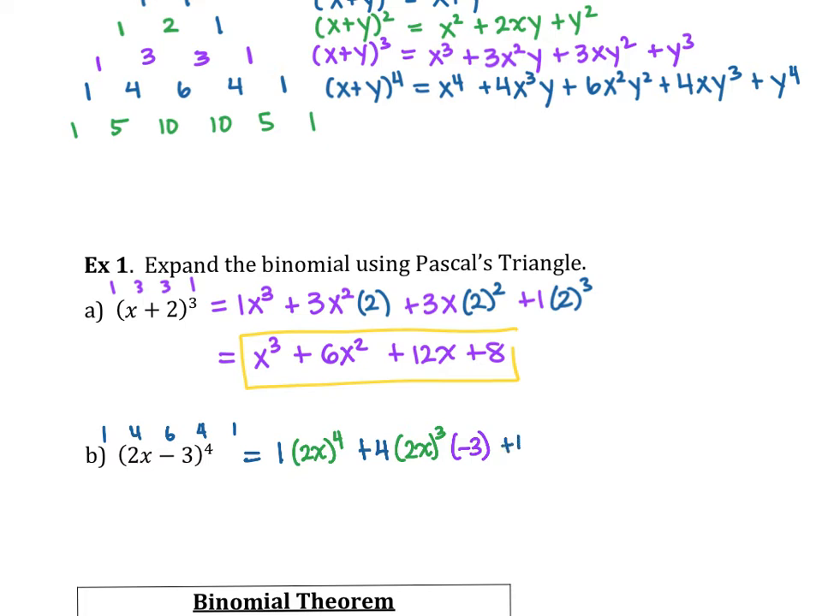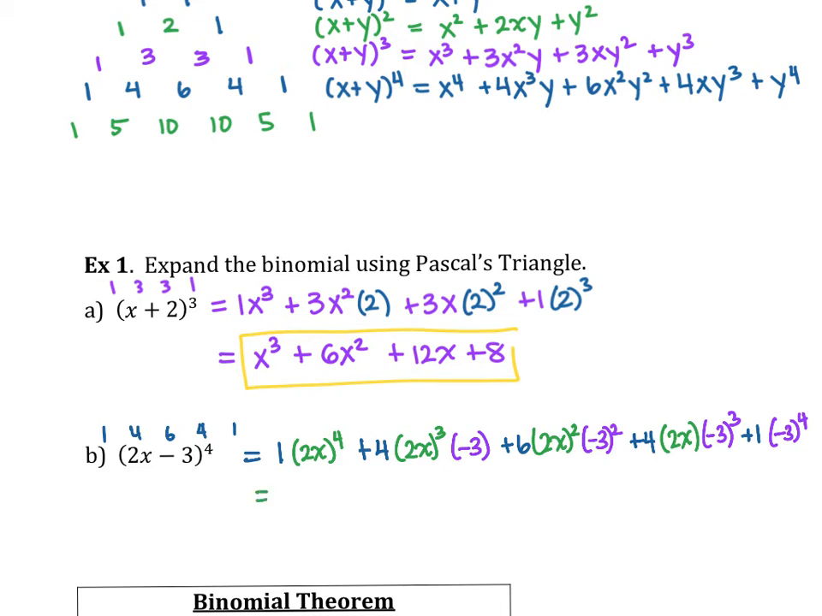The next one is 6. The 2x goes down a degree. The negative 3 goes up a degree. 1, 4, 6, 4. Okay, 2x goes down a degree. Negative 3 goes up a degree. And then we end with the 1. The 2x goes down a degree, so it's gone. The negative 3 goes up a degree, so now it's to the fourth. And I'm going to very carefully simplify this.